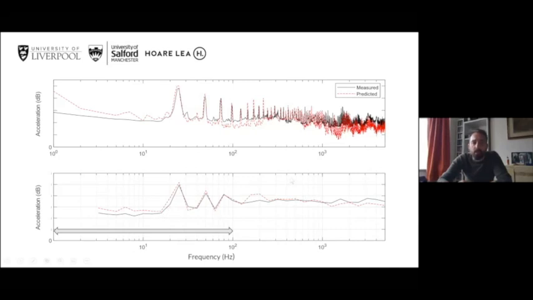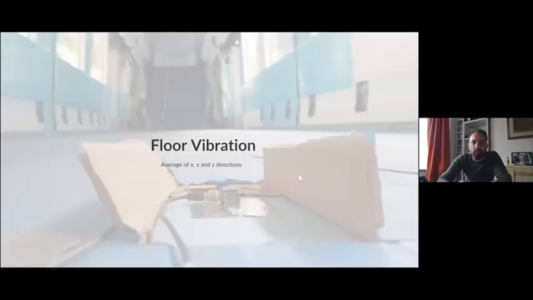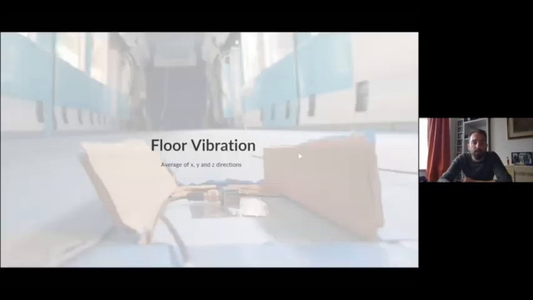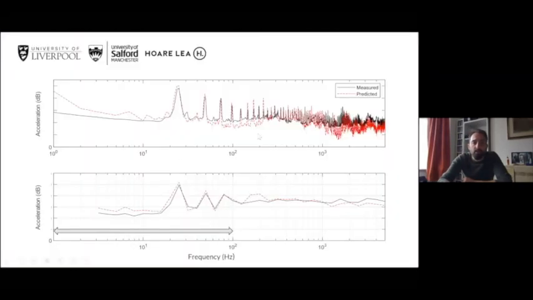So that gives you an idea of the sort of more complex application of this more complex method to obtain really accurate predictions of structure-borne noise and structure-borne vibration inside a train, using independently measured properties of source and receiver.